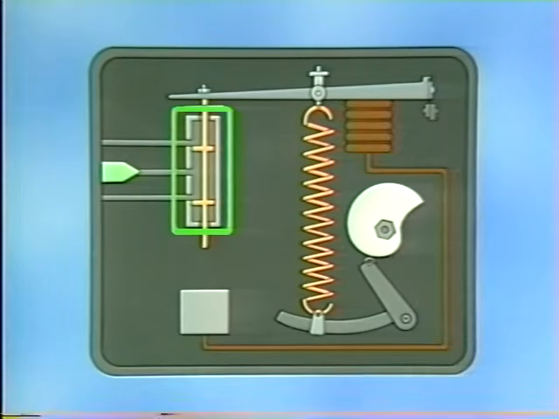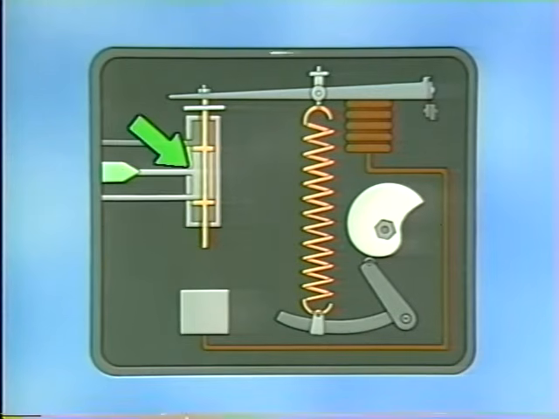Here we have the main body of the pilot valve. It houses the back pressure compartment. This port is for supply air to enter.